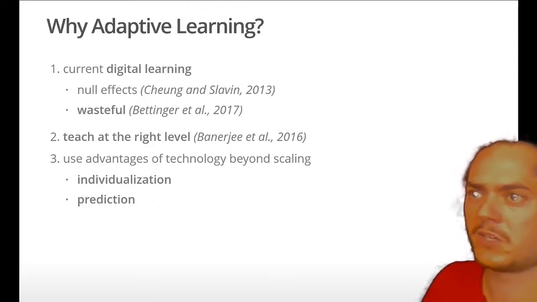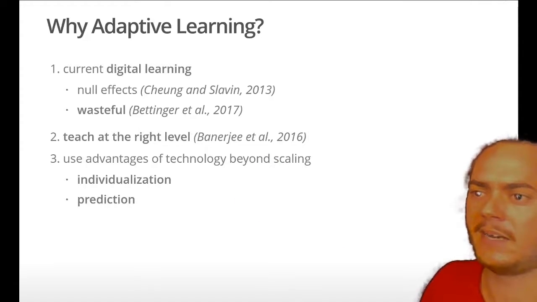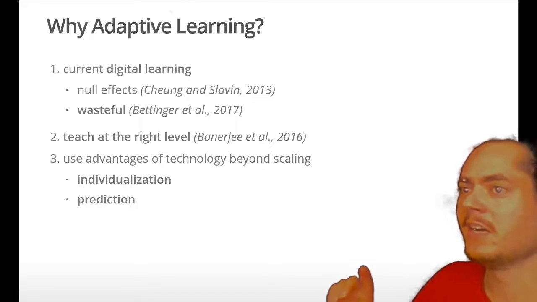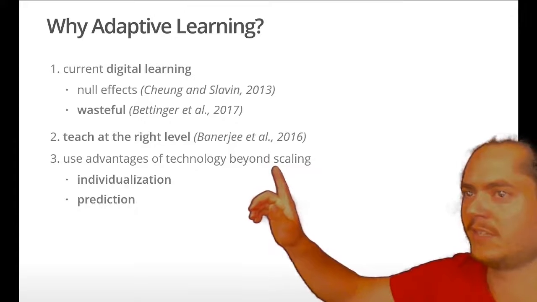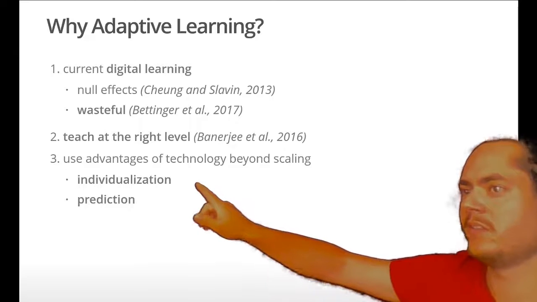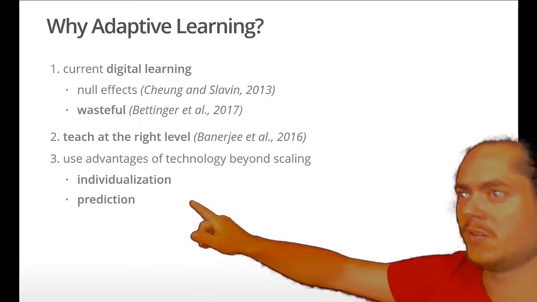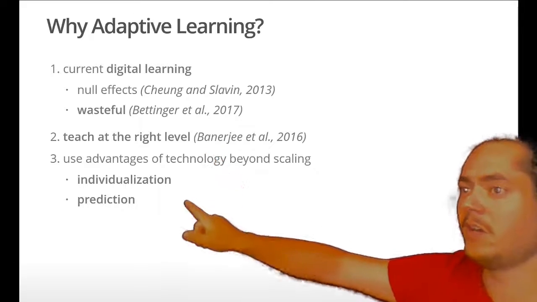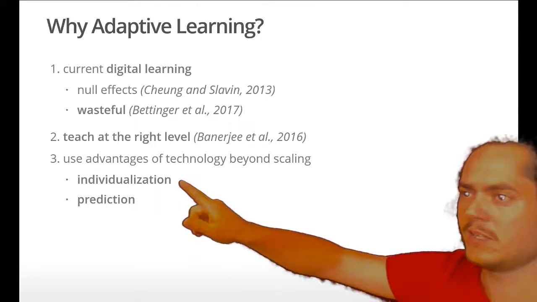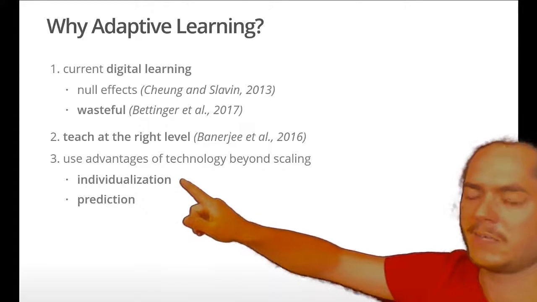And there's some research on classroom teaching at the right level, so we will try to implement that in a digital environment. Thirdly, we believe that technology can do much more than scaling that is often done. Specifically, with data, we can individualize and predict the difficulty of content. So, from the perspective of teaching the right level, we can predict task difficulty, and secondly, then we can use these predictions to individualize content to every single student, which can barely be done in the classroom.